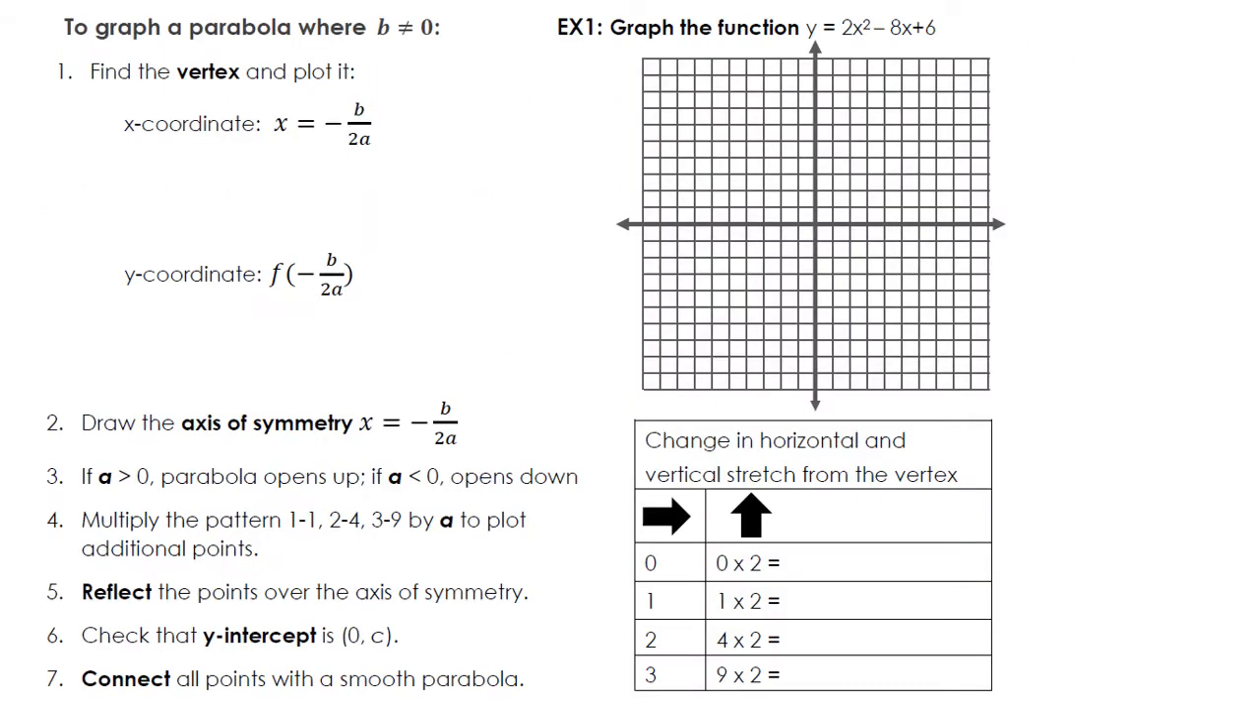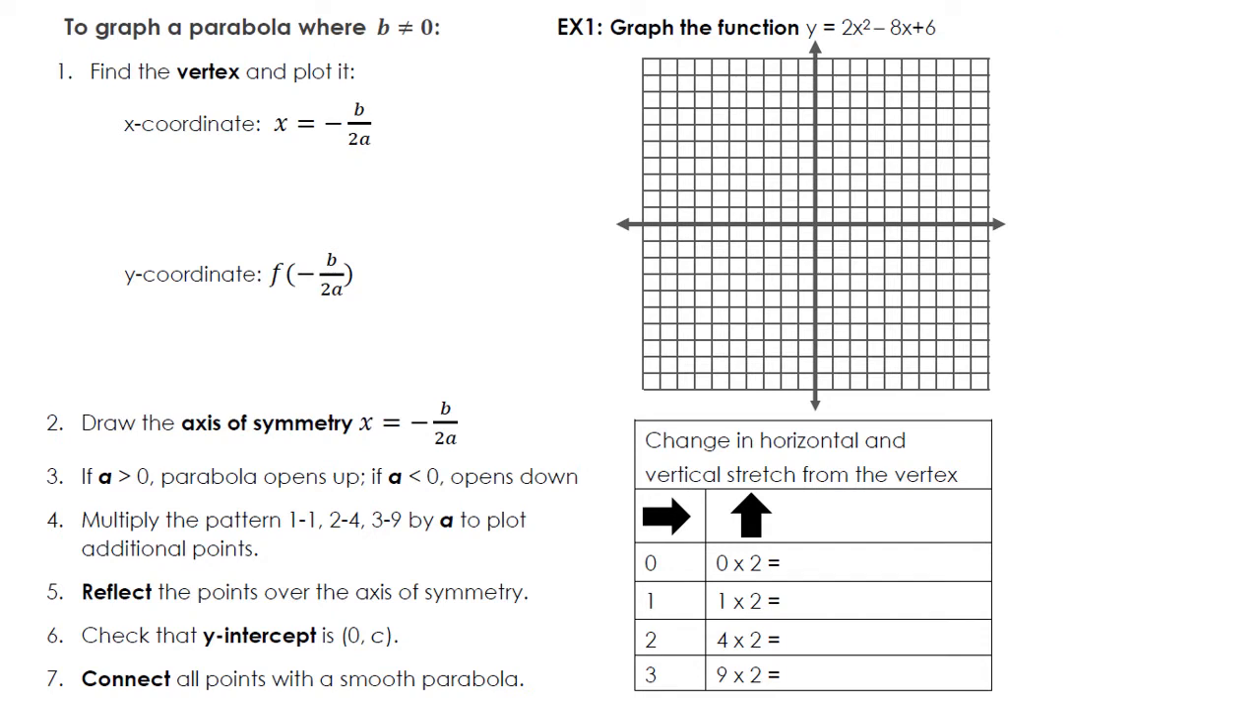Here is our first example. To graph the parabola when b is not equal to 1, we're going to follow a series of steps. First thing we want to do is to find the vertex and plot it. Because vertex of parabola is where the axis of symmetry passes through, so we would need to find the axis of symmetry. For this example, we have our a value, b value, and c value.